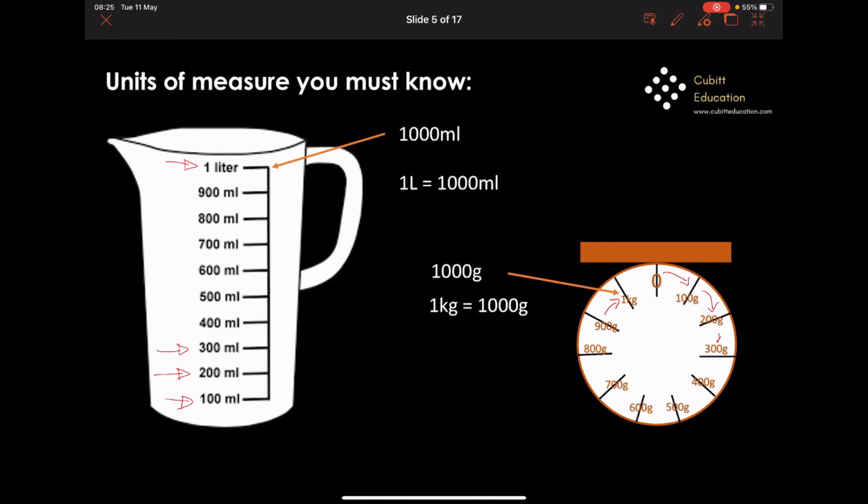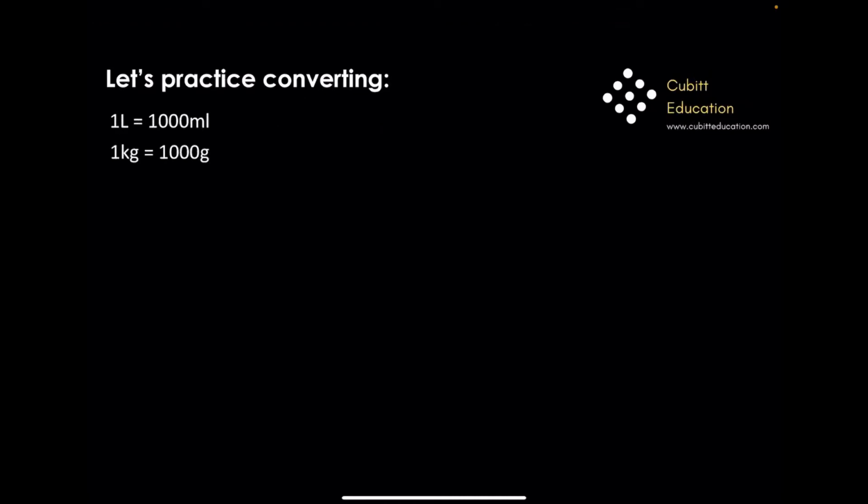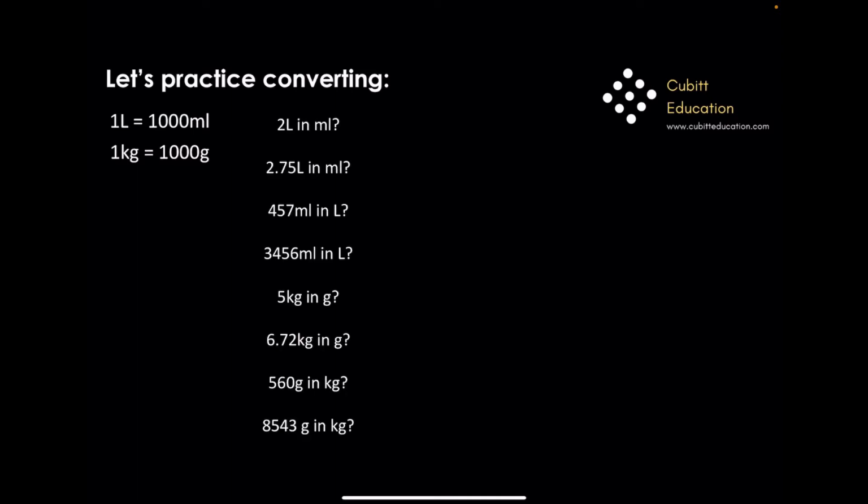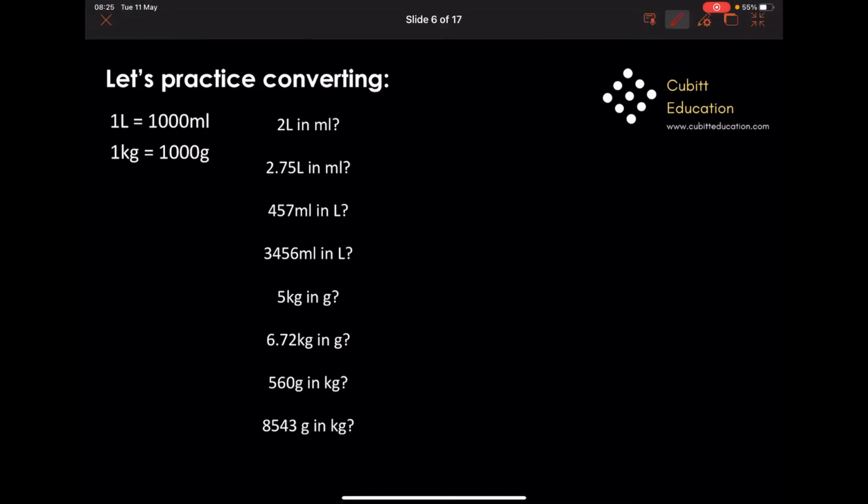So let's have a go at using these conversions then. Here are the two conversions we've just looked at. 1 litre is 1,000 ml, and 1 kilogram is 1,000 grams. Here's some questions. What is 2 litres in millilitres? Okay, well, we should be able to do that one quite easily because we know that 1 litre is 1,000. So 2 litres must be 2,000. Now, if you wanted to use the conversion chart, like I showed you previously, 1 litre equals 1,000 ml.